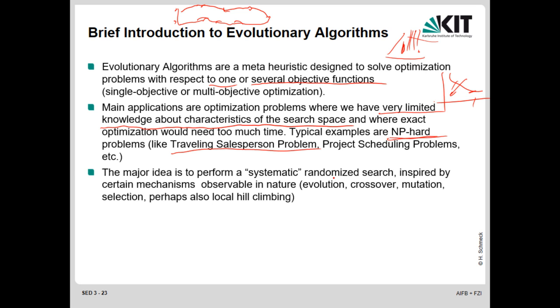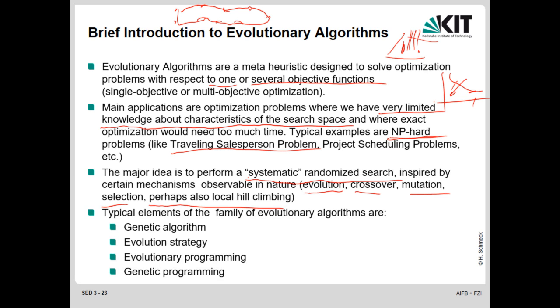So the major idea here is to perform a systematic, randomized search with an evolutionary algorithm, or with some other meta-heuristic. And here we are inspired by certain things that we can see in nature, as, for example, evolution, crossover, mutation, selection. Sometimes we also use some local hill climbing. So this is the background for evolutionary algorithms. And there are many different variants: genetic algorithms, evolution strategies, evolutionary programming, genetic programming, many different variants. And very often we just talk about an evolutionary algorithm and just take one which is appropriate.